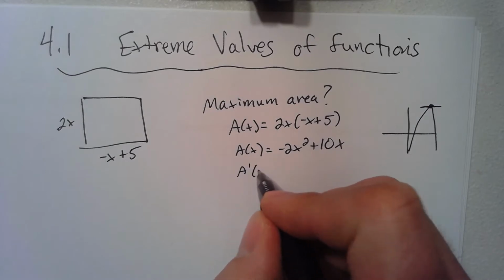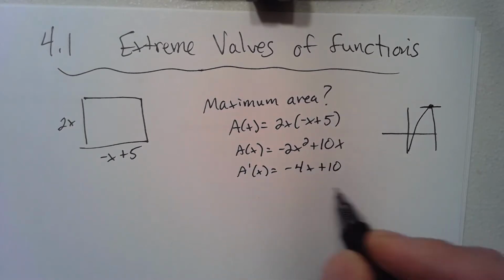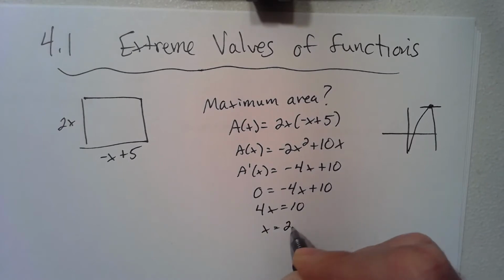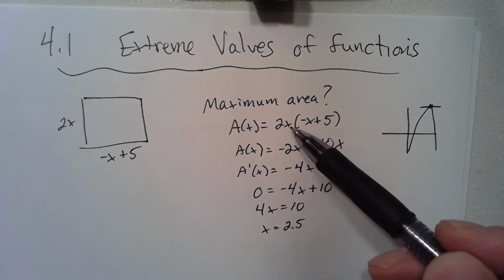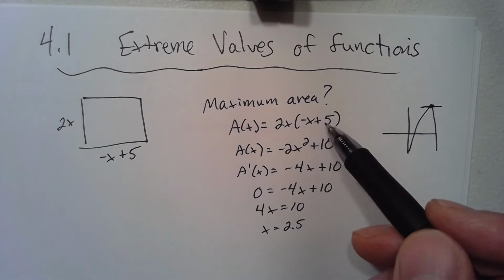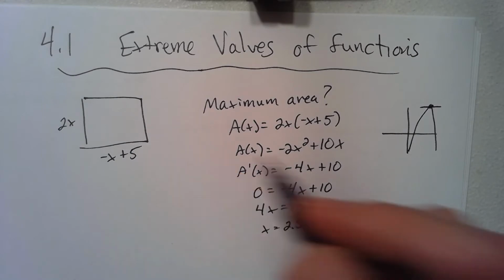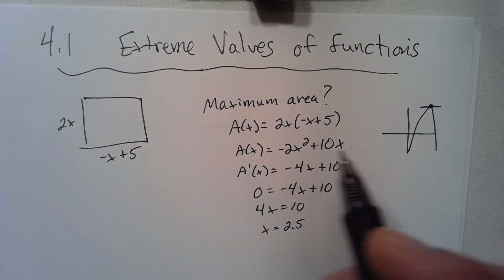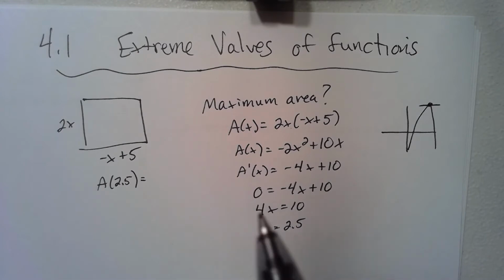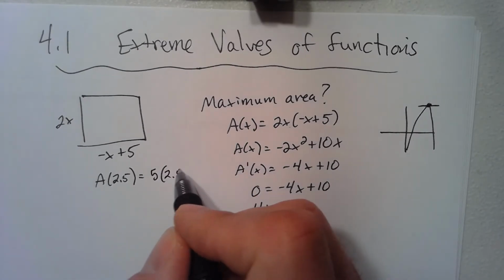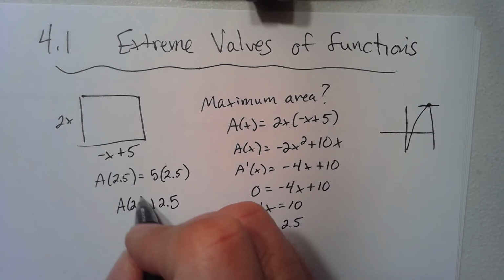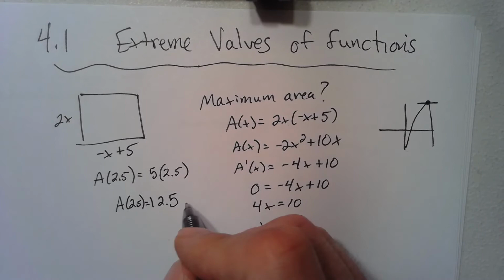So we can just find the derivative and find when that is zero, so you could just set it equal to zero, and it's easier than doing the algebra. So x is 2.5, so the maximum area would be 2 times 2.5 times negative 2.5 plus 5. So what's that? 5 times 2.5, what's that, 7.5? No, more than that. So if I plug 2.5 in times 2, that's 5 times 2.5, which gives you 12.5. So the maximum area of that rectangle is 12.5 units squared.